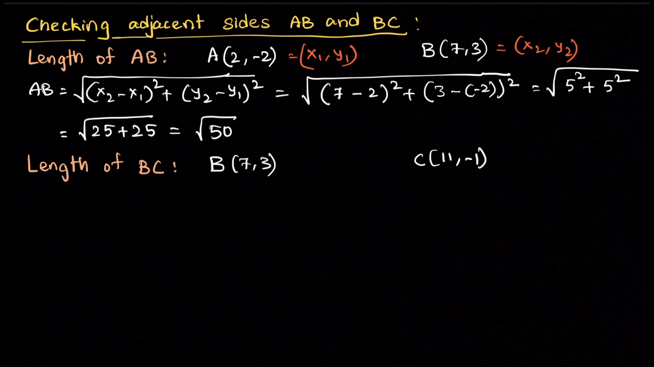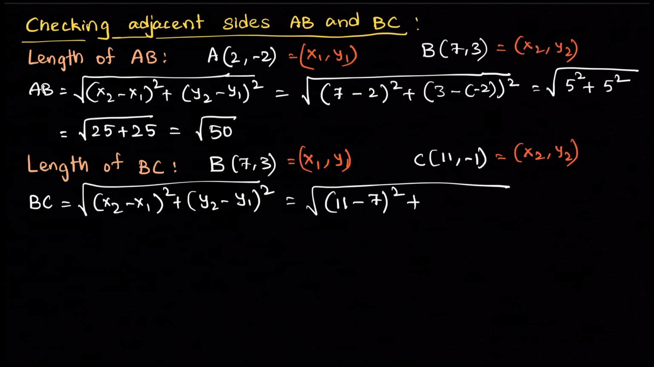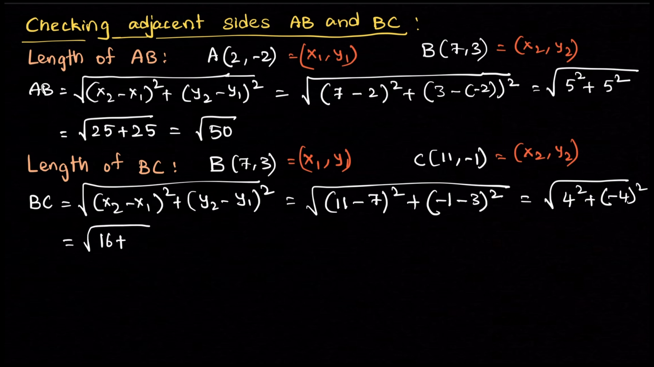Now let us find the length of the side BC. Let us consider vertex B as point x1, y1 and vertex C as point x2, y2. The distance formula between these 2 points is root over (x2 minus x1) whole square plus (y2 minus y1) whole square, equal to root over (11 minus 7) whole square plus (-1 minus 3) whole square, equal to root over 11 minus 7 is 4, -1 minus 3 is -4. 4 square is 16, (-4) whole square is 16. Root over 32. Therefore, the length of the side BC is root 32.